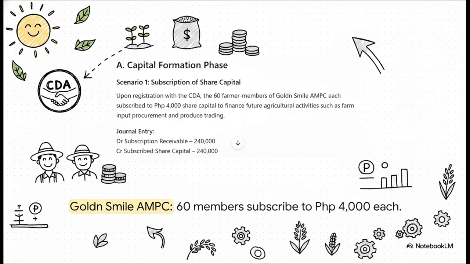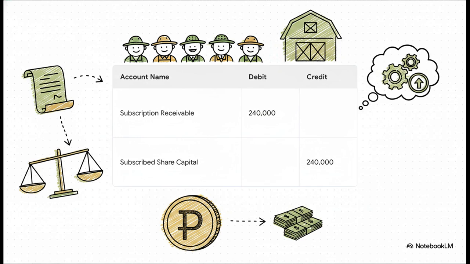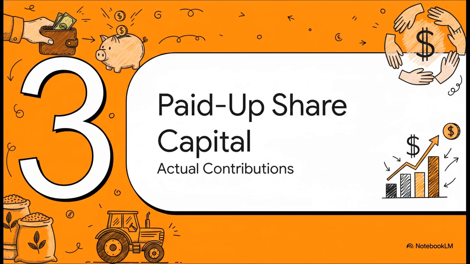By anchoring our math to these 60 real farmers, it brings a much-needed human element to the rigid accounting rules we're about to apply. Now, the accounting rule states that a subscription has to be recorded even if it hasn't been fully paid up yet. So for our 60 farmers, at 4,000 pesos each, that is a total commitment of $240,000. Here's how it looks. We debit subscription receivable for $240,000, and we credit subscribed share capital for that exact same amount. This legally records their commitment as a receivable, setting up the entire equity structure on paper before a single peso even changes hands.